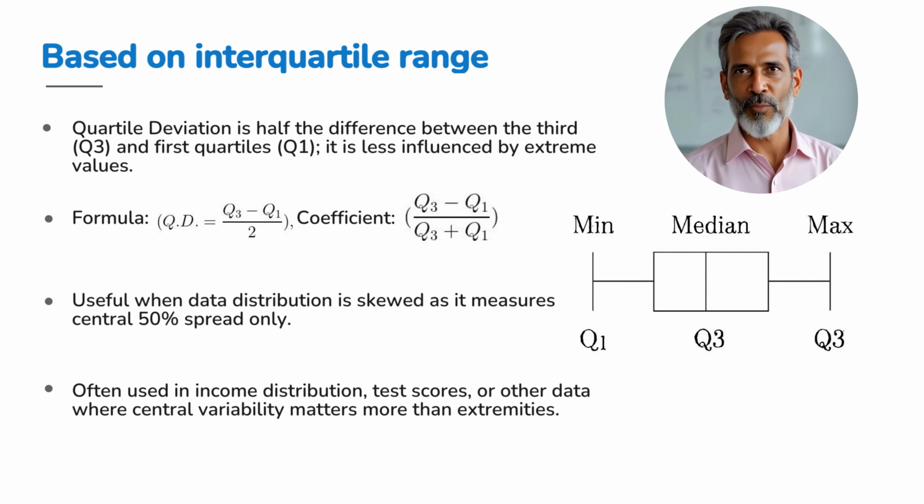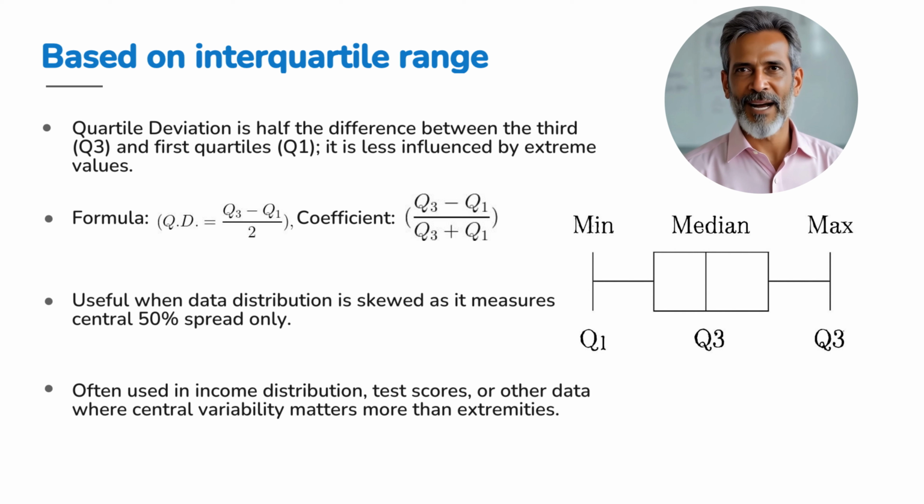Now let's move to a measure that's smarter than range, especially when dealing with skewed data, quartile deviation. Picture this as focusing on the middle 50% of your data, ignoring the extreme outliers that might skew your view. Quartile deviation, or QD, is half the difference between the third quartile, Q3, and the first quartile, Q1. Simply put, QD equals open bracket Q3 minus Q1 close bracket divided by 2.